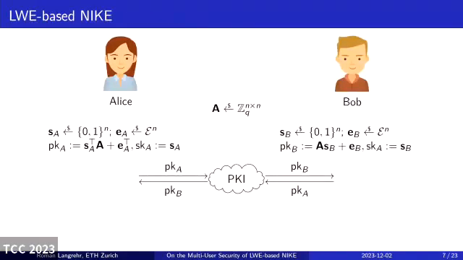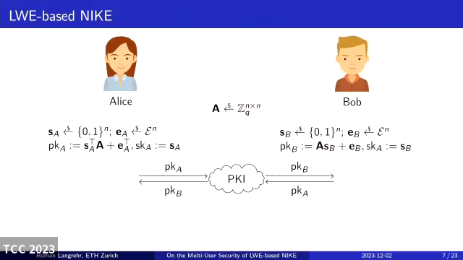Okay, now let me get to how you get NIKE from LWE. The public parameter is a random square matrix A. Alice and Bob now both sample a short LWE secret, for example from a binary distribution, and a noise vector, typically a discrete Gaussian. Alice will multiply her secret from the left-hand side to this matrix A and add the noise, and that's her public key. Bob will do the same, but multiply his secret from the right-hand side to the matrix A. And the secret key is always the LWE secret.